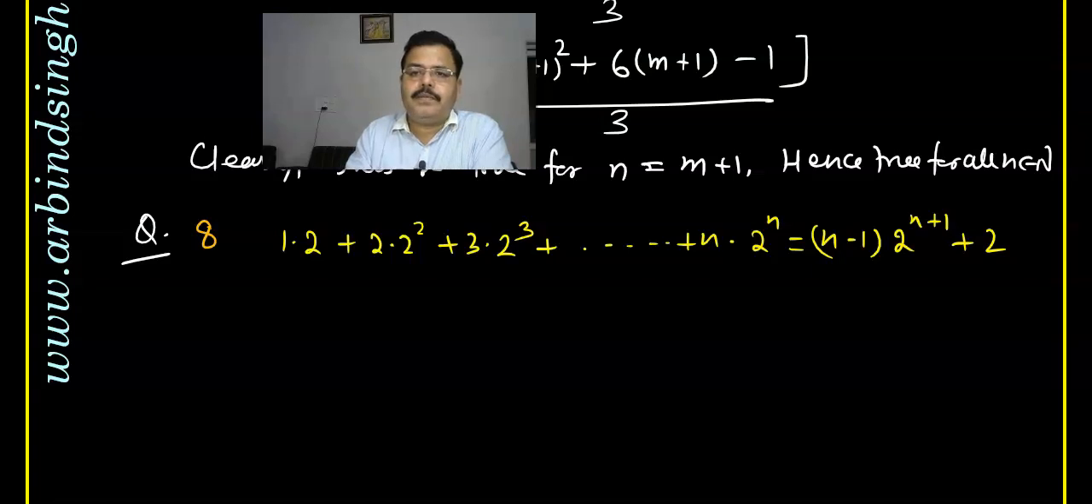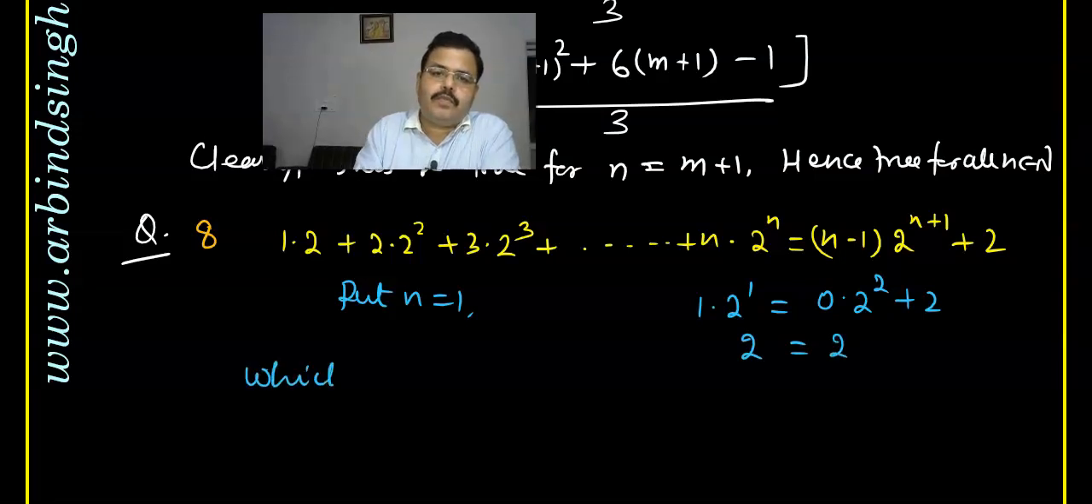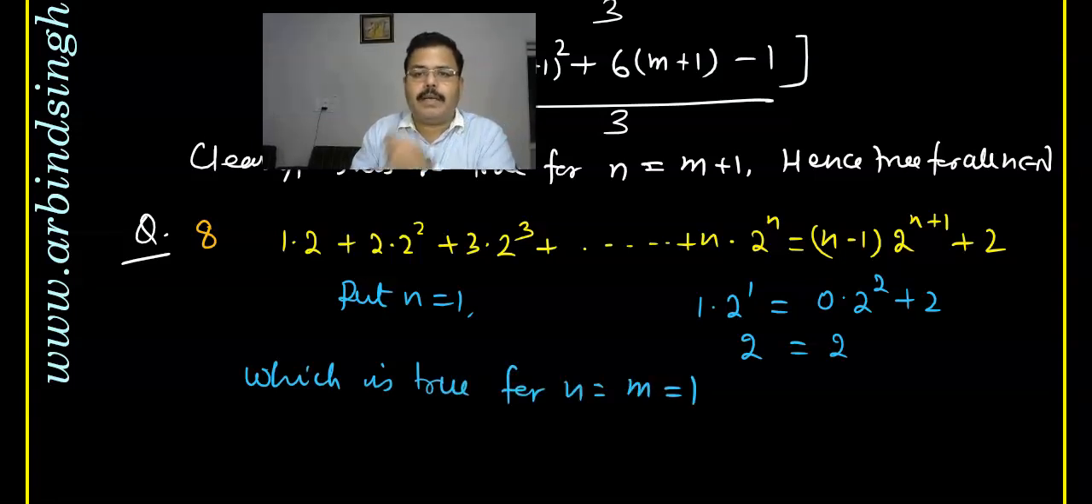Now, put n is equal to 1, and what is left here? 1 into 2 to the power 1. On the right, 1 minus 1, 0, if I put 1, then this will be 0, isn't it? This will be 1 minus 1, 0 into 2 to the power 1 plus 1, plus 2, so this will be 2 here, and 0 plus 2 is 2, which is true. True for n is equal to 1.